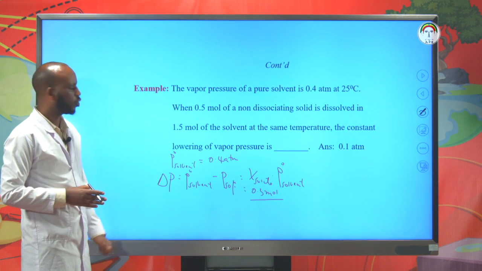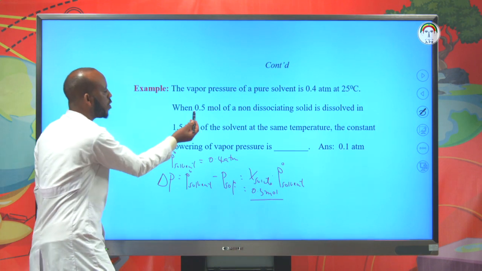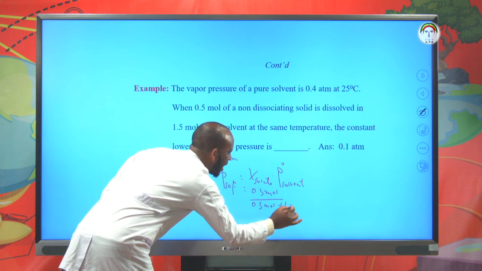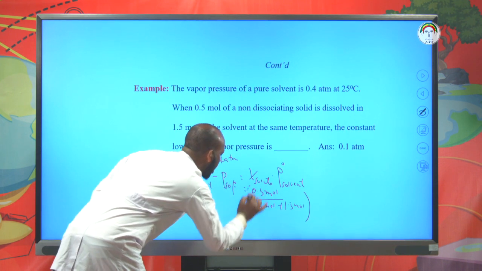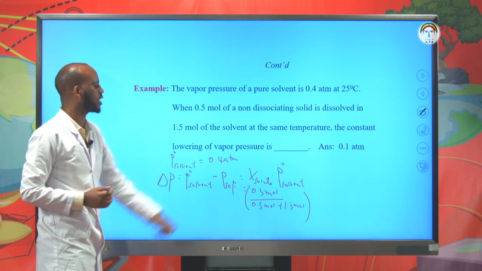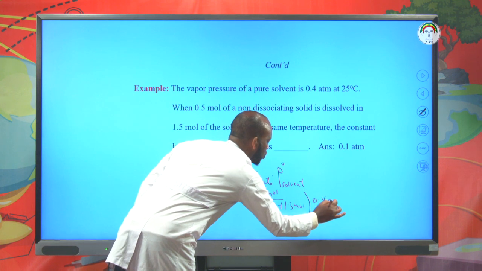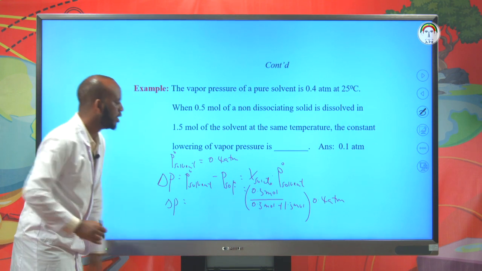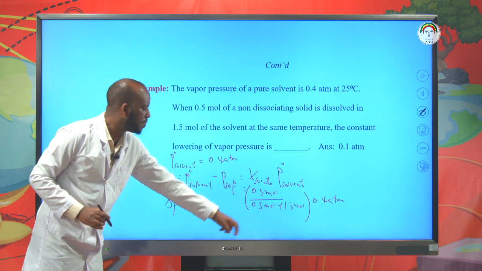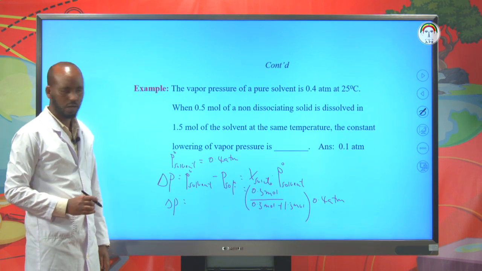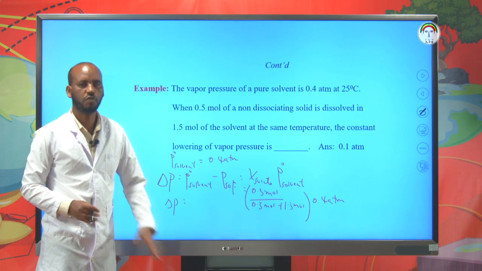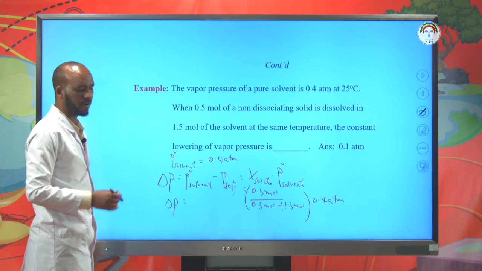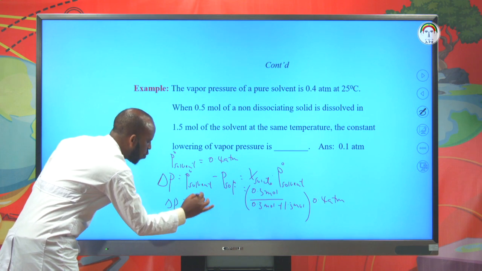0.5 divided by total number of moles of the solution, which is 0.5 mole plus 1.5 mole, times vapor pressure of pure solvent, which is 0.4 atmosphere. Now the lowering in vapor pressure, delta P, equals 0.5 divided by 0.5 plus 1.5, which is 2 mole. Mole will be cancelled by mole. Mole fraction has no unit. Therefore, 0.5 divided by 2 times 0.4 atmosphere is 0.1 atmosphere.